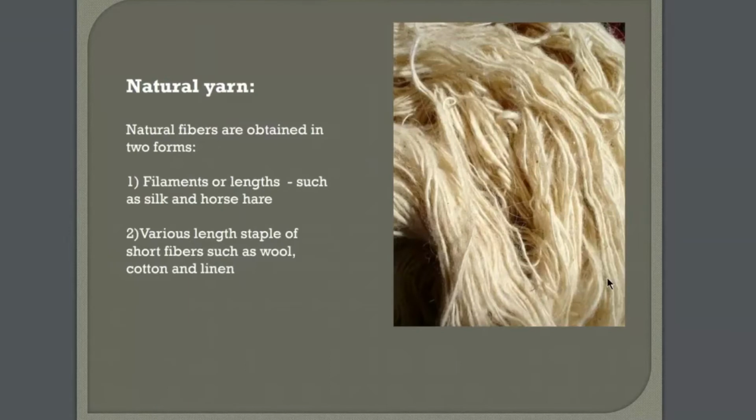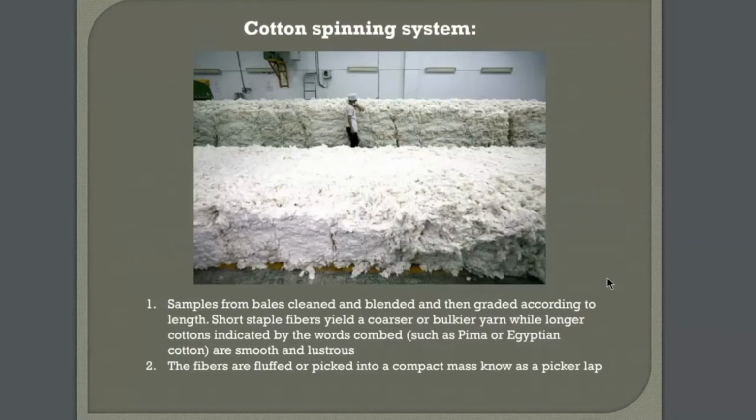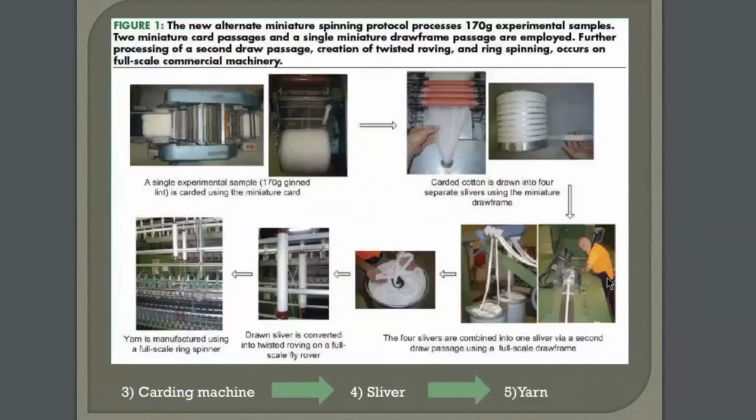There are in nature some filament yarns. We talked about silk and also horsehair. But we're going to talk today about the shorter staple yarns such as wool, cotton, and linen. Here's just an example of the cotton being cleaned and graded. This is the picker lap that was created. And then just a quick example of the process.